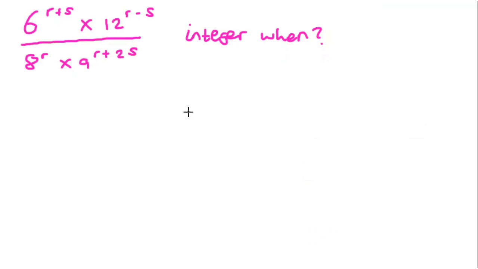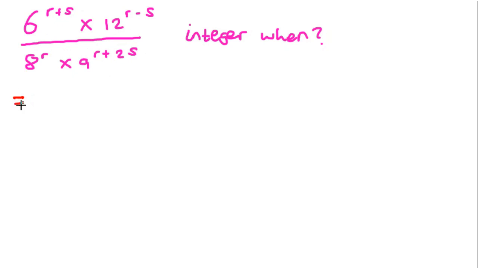So we're going to manipulate it until it becomes clear what we require from S and R. So what I'm going to do is I'm going to separate out the powers of R and S. The way I'm doing this is actually different to what's on the mark scheme, but both work fine. They come out with the same answer.